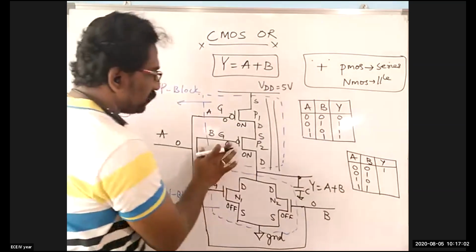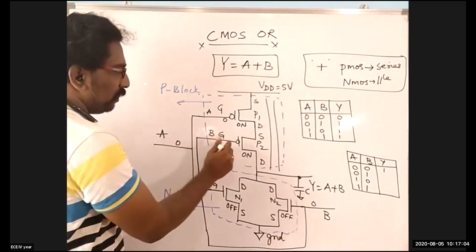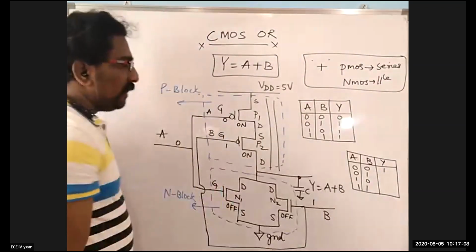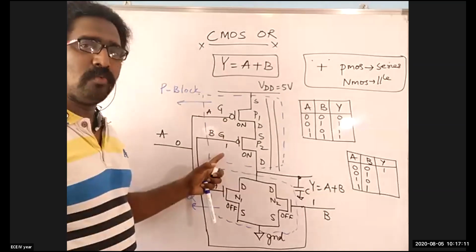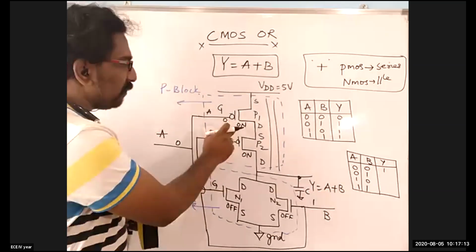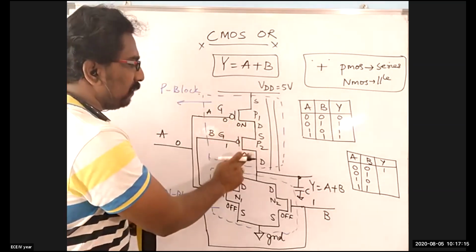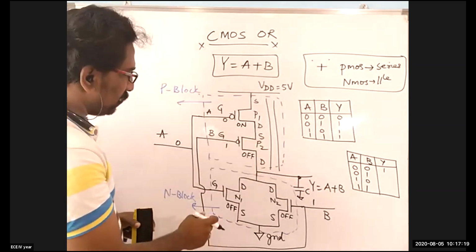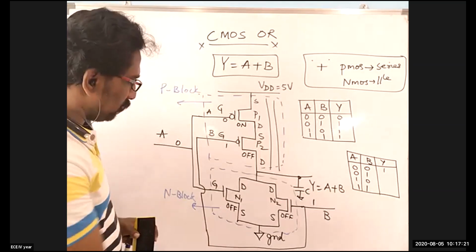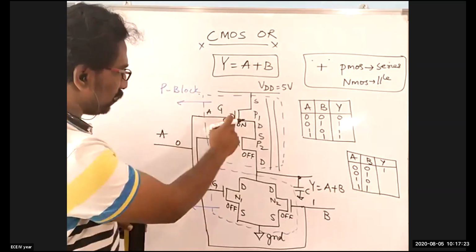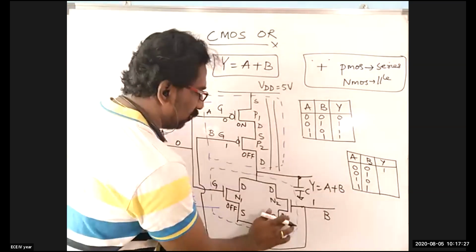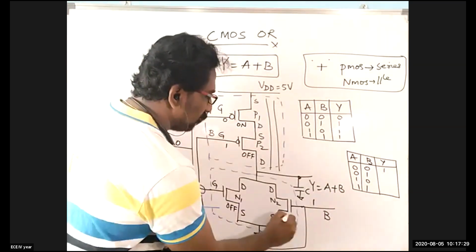0 and 1. It means now input A is equal to 0 and B is equal to 1. If input A equals 0 and B equals 1, then definitely your P1 will be in the on state and P2 will be in the off state. In a similar way, for this N block, since it is connected to 0, N1 is off and N2 is going to be on.